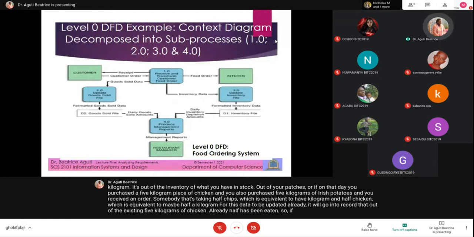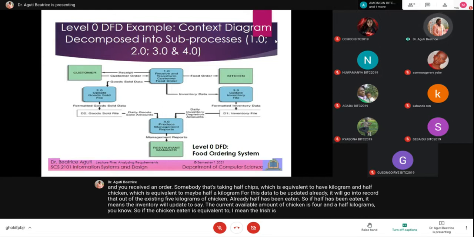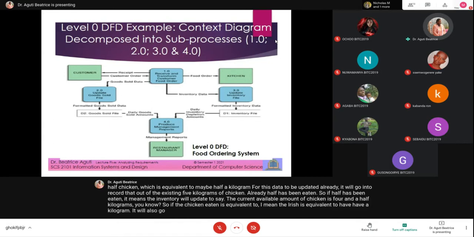So if half has been eaten, it means the inventory will update to say the current available amount of chicken is 4.5 kilograms. And also, if the Irish potatoes eaten are equivalent to half a kilogram, it will also update the available Irish potatoes to maybe 9.5 kilograms.